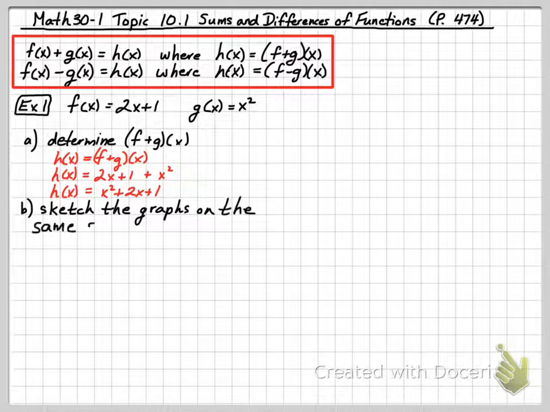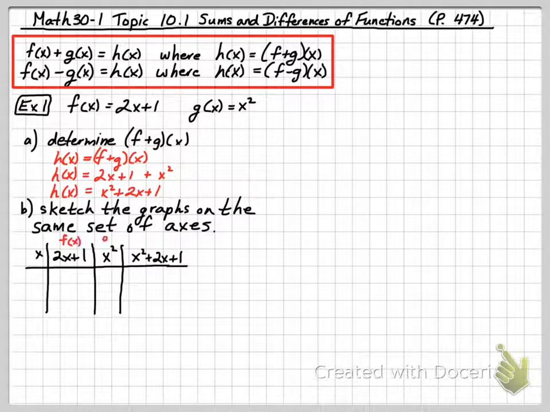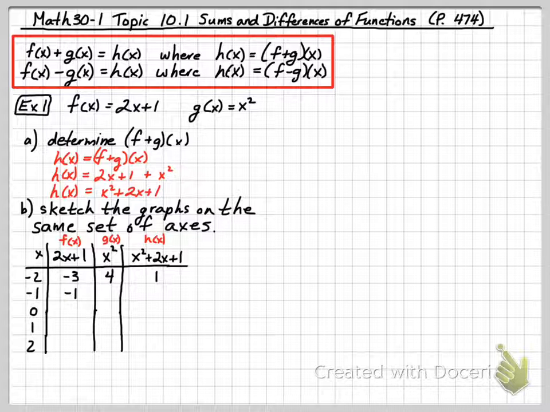Part B, sketch the graphs of all three on the same set of axes. You're going to notice that when we plot some points and derive them, when x is negative 2, 2 times negative 2 is negative 4, plus 1 is negative 3. Negative 2 squared is positive 4. If we add those two, negative 3 plus 4, you get 1. Similarly, negative 1 times 2 is negative 2, plus 1 is negative 1. Negative 1 squared is 1. And when you add those two, you get 0. Same goes for all of the rest of the points.